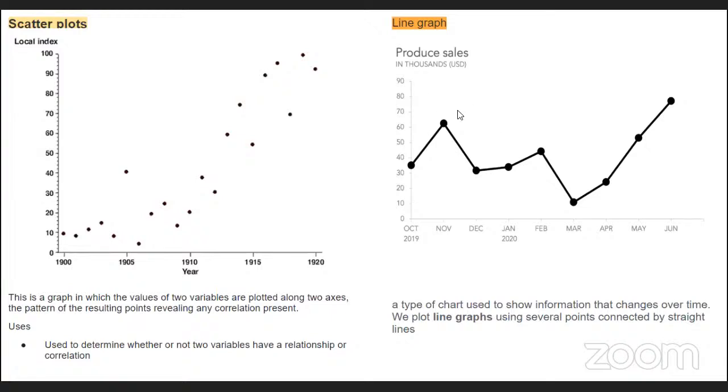In this example, we are using it to highlight the change in sales of the produce over time. We have the months as the x-axis, and then on the y-axis we have the amount of sales. So you can really see the amount of sales that we had for a particular time, and then you can see how the progress has occurred over time.